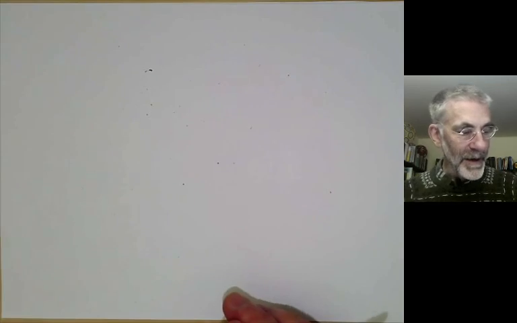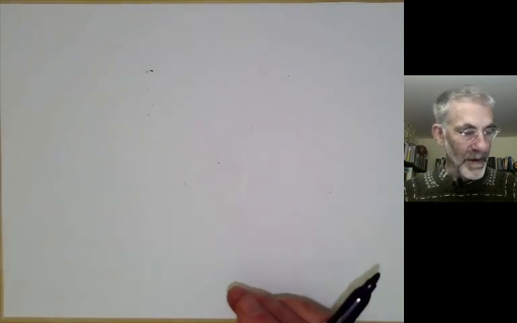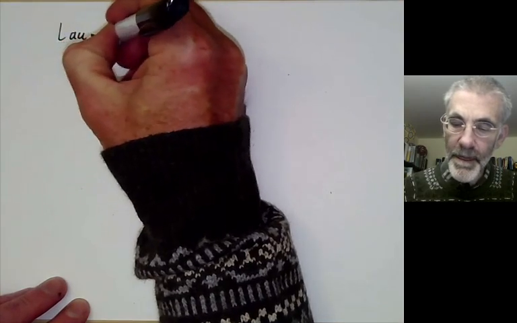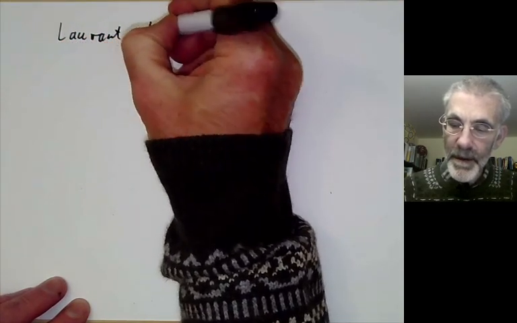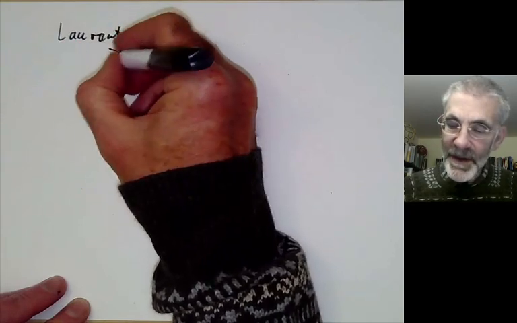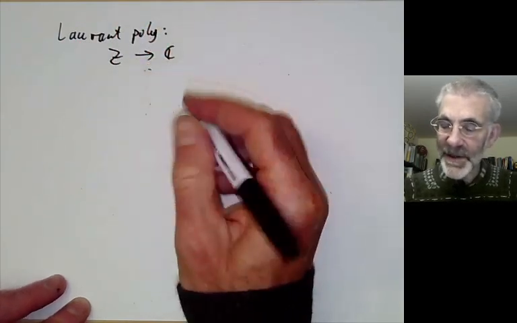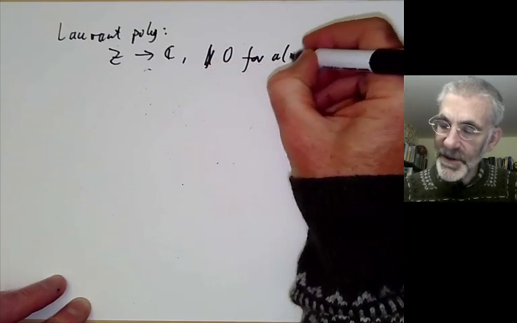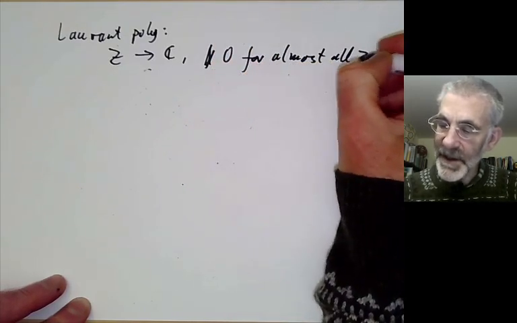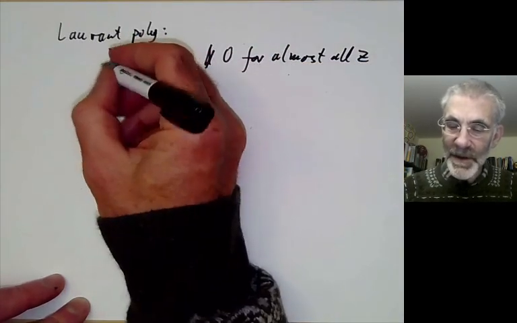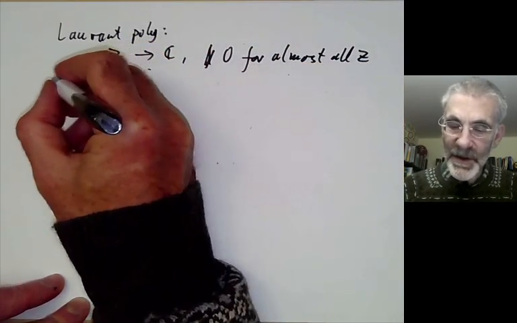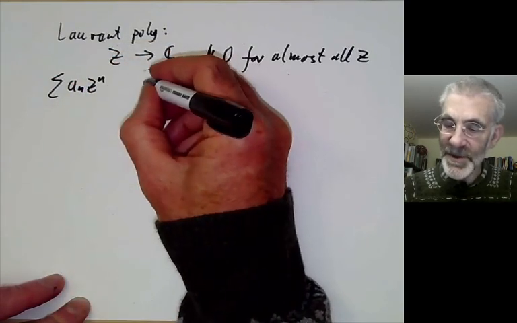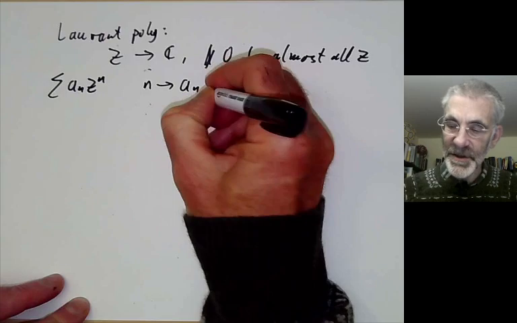There's another way to think of the ring of Laurent polynomials. A Laurent polynomial is just a map from Z to the complex numbers, which is 0 for almost all Z. If we've got a Laurent polynomial, the sum of a_n z^n, you can think of this as just being the map which takes n to the coefficient a_n.